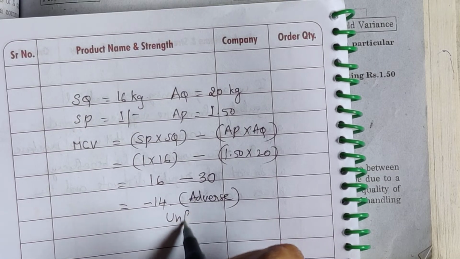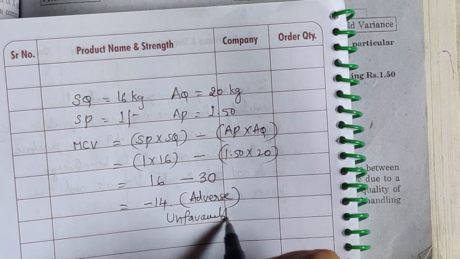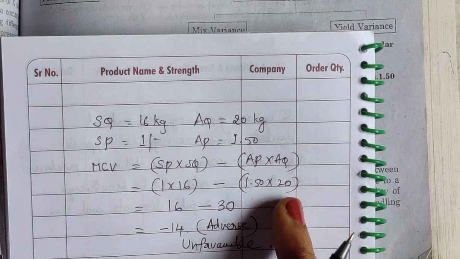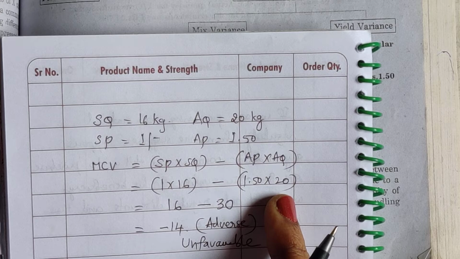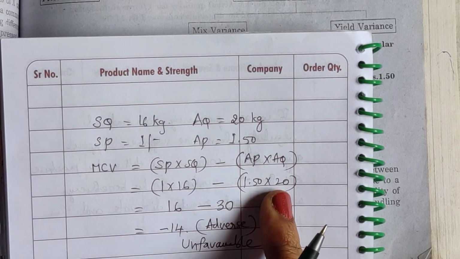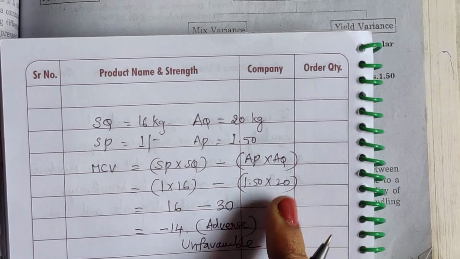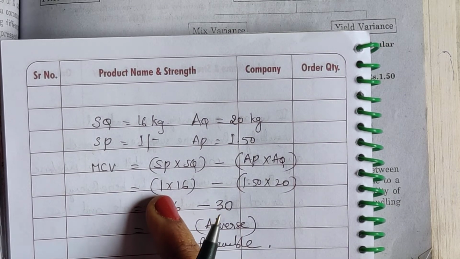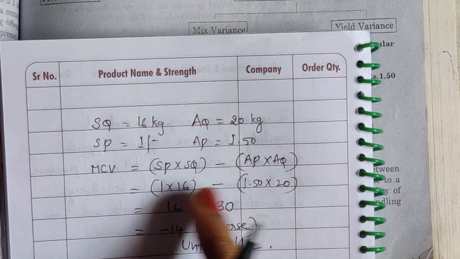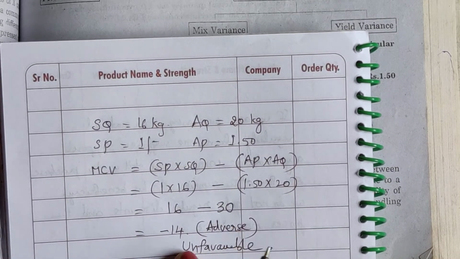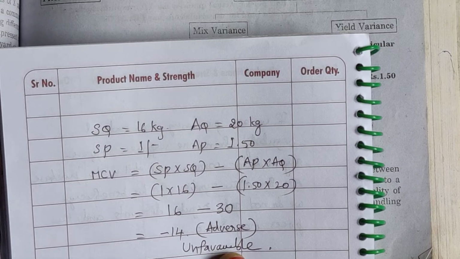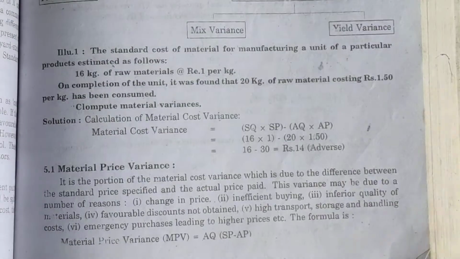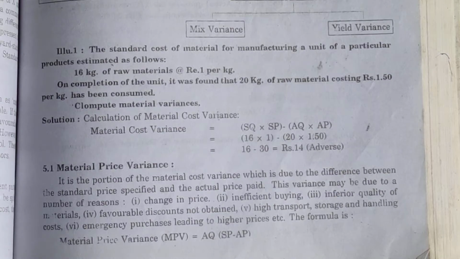Adverse means unfavorable. So here we got the actual price and actual quantity also increased in order to get the actual cost. When compared with the standard cost, it is increased. That's why it is unfavorable. In that way we can calculate this. I'll show you one more problem.